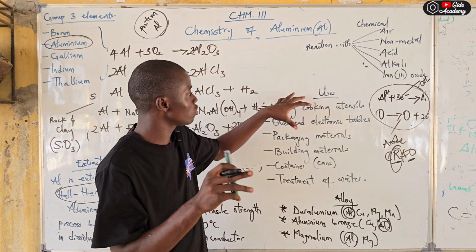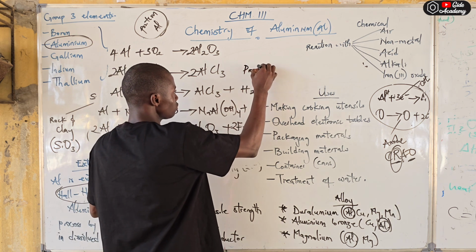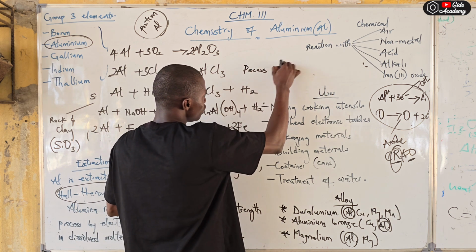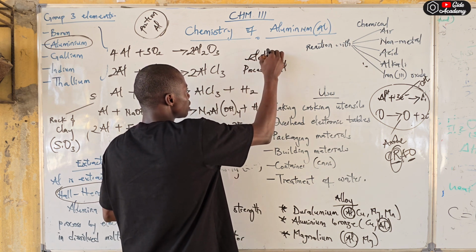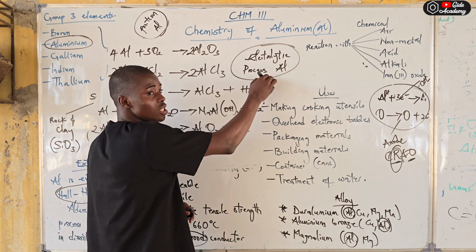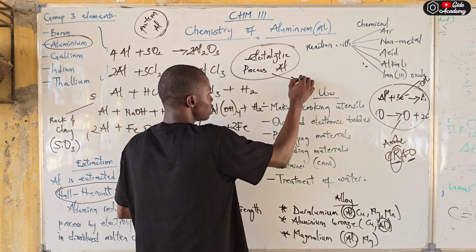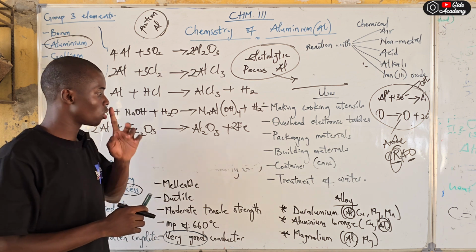Before we end this video, I want to ask you a question. The electrolytic process of producing pure aluminium is called what? So please, if you know the answer, feel free to drop that in the comment section.